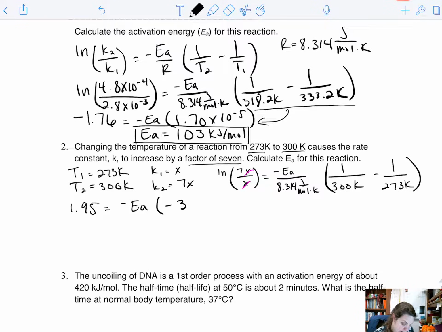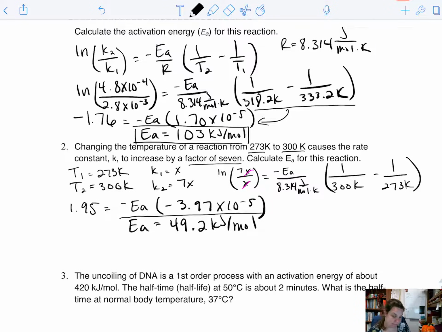Negative 3.97 times 10 to the negative 5. Divide both sides by that value, canceling out my negative. And I get an EA equal to 49.2 kilojoules per mole. Okay. I'm just converting in my head. The values I'm getting are for joules per mole, and then I'm converting them into kilojoules just because it is a little less messy.